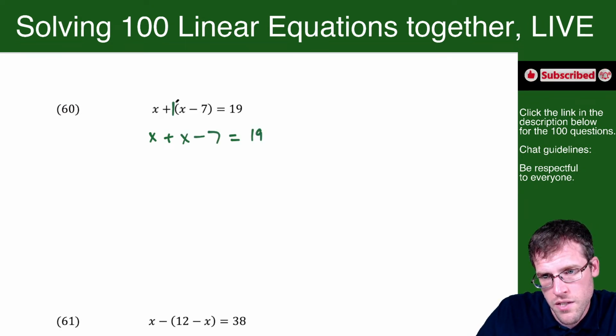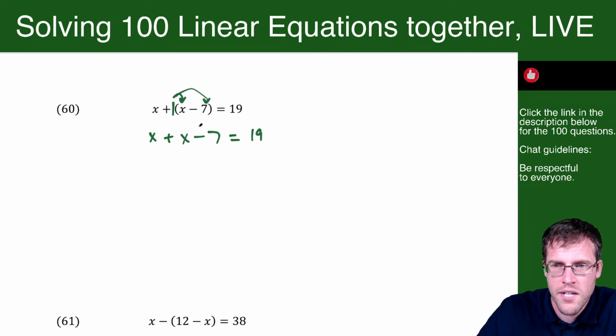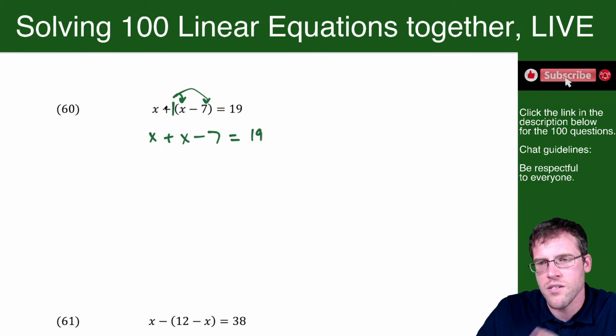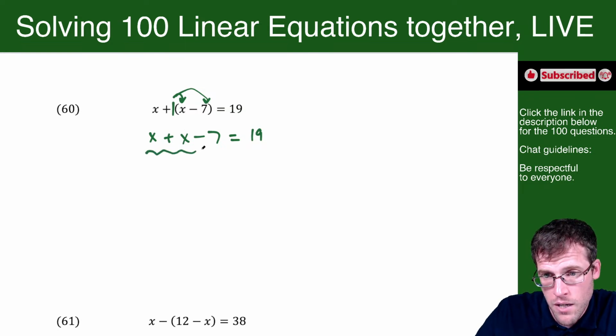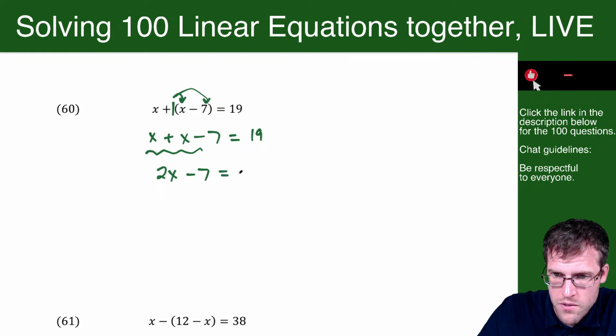Because technically, once again, there's a 1 in front. And if I distribute a 1, I have 1 times x is x. 1 times minus 7 is minus 7. So the parentheses, see you later. And now combine like terms. X plus x is 2x. Minus 7 equals 19. And now plus 7 on both sides.